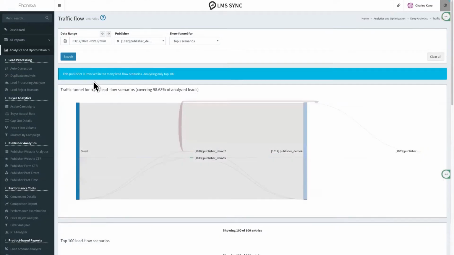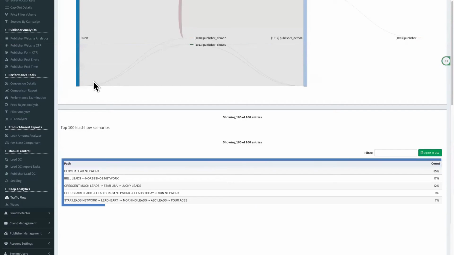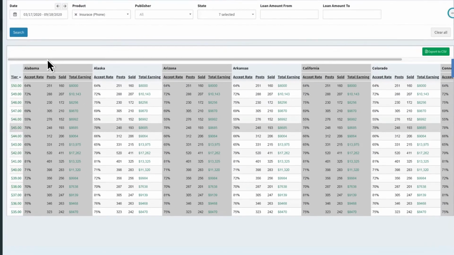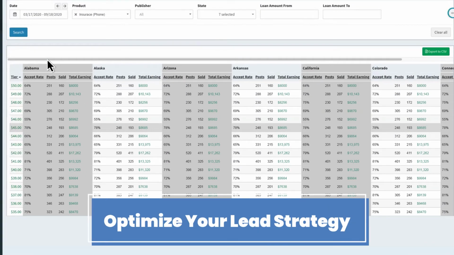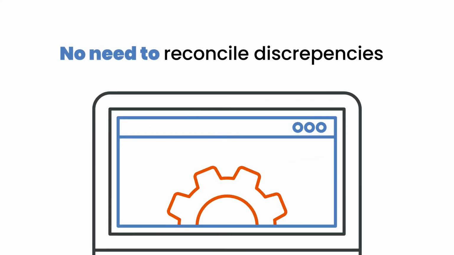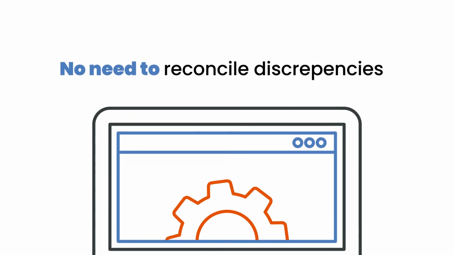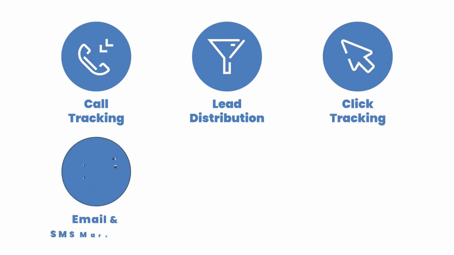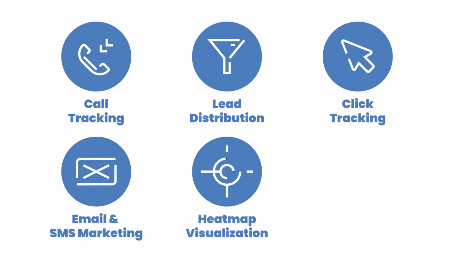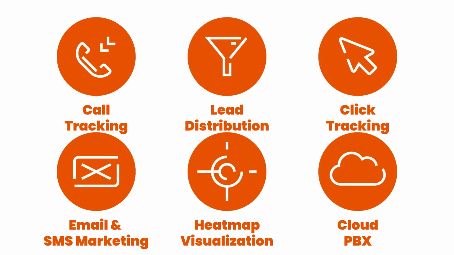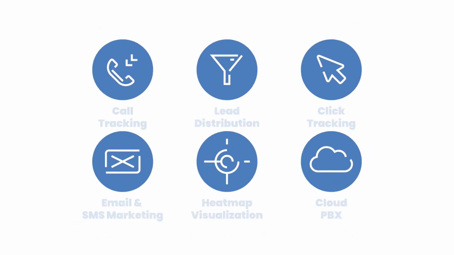Other tools let you keep tabs on how your leads move through the sales funnel, showing which channels are generating the most revenue and using as-it-happens comparison reporting that can optimize your lead strategy. With Phonexa's multi-channel approach, there's no need to log into multiple systems or reconcile discrepancies across reports. Phonexa provides call tracking, lead distribution, click tracking, email and SMS marketing, heat map visualization, cloud PBX, and a host of other integrated platforms to give you a complete view of your business.